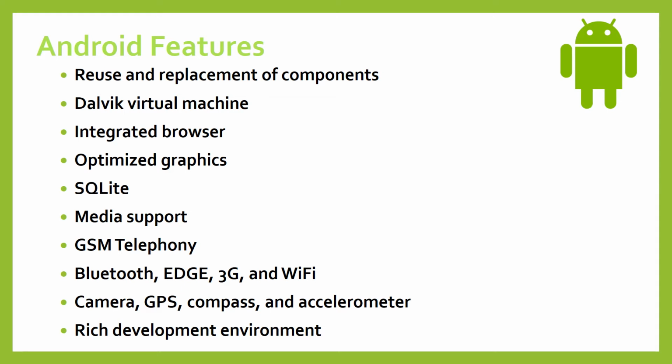So, what are the important features of Android? Many of its components have the reuse and replace technology. Android makes use of the Dalvik virtual machine, which is called the DVM. It has an integrated browser and very good optimized graphics. It makes use of SQLite, which is the database, and provides very good media support.